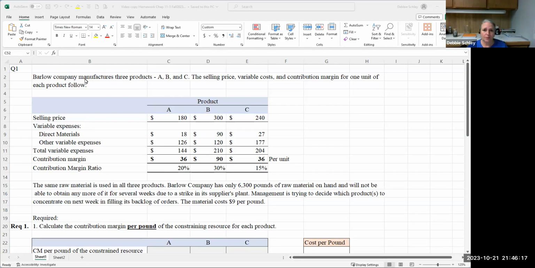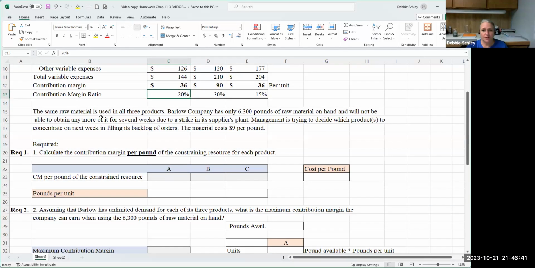Okay, Barlow Company manufactures three products, A, B, and C. The selling price, variable cost, and contribution margin for one unit of each product are as follows. And so they give me this information, all the way down to the contribution margin ratio.